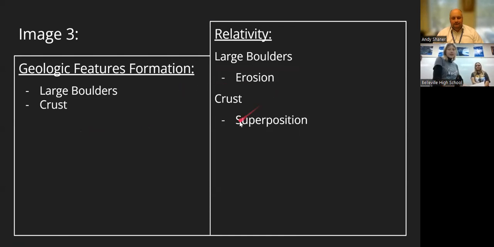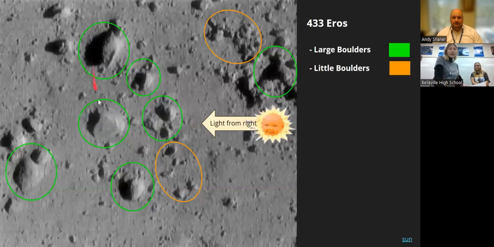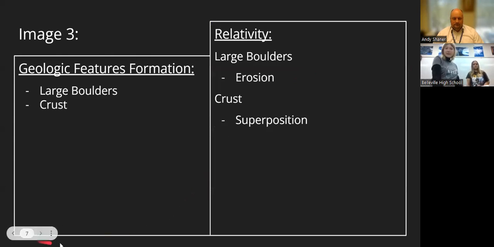In terms of relativity, the boulders, you can determine their age compared to each other based off of erosion. So these ones down here have a lot softer features than say these two, which have much sharper features, indicating that these ones are probably younger. And then the crust is older than the rest of the features on this picture because all of the other features are on top of it, and it's formed during the formation and accretion of the asteroid. And I think that's it.